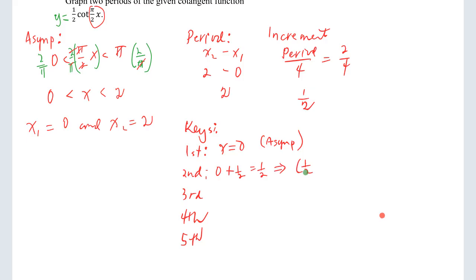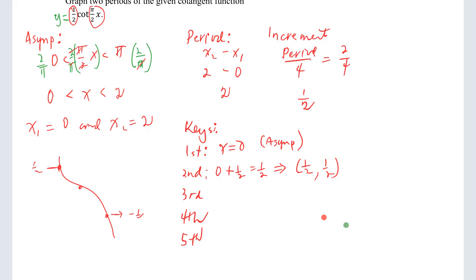You have to recall that the graph of a cotangent function is decreasing. Therefore, we are going to start there from the top going down. The y value here would be the coefficient in front of the cotangent, which is 1 half. Here is 1 half for the y, and then here is a negative 1 half for the y coordinate.